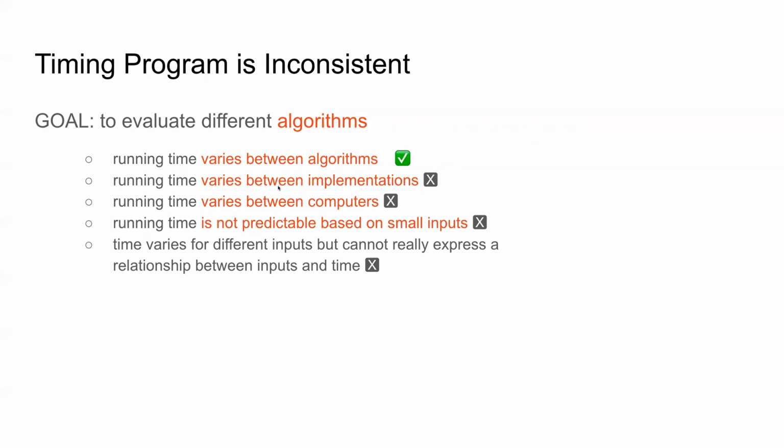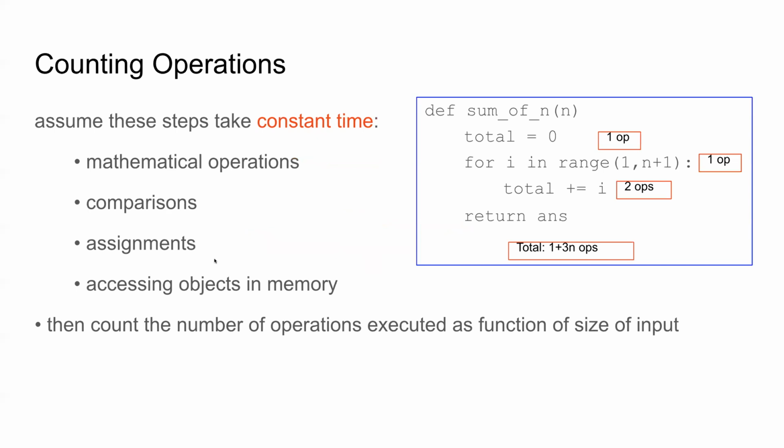If you implement in Python versus Java, a different language will have a different running time. Of course, Python runs slowly, but that's not a way to compare algorithms, right? And of course, it varies between computers. And also, if your input size is small, the variation is big. It's not predictable. So in all, this is not a good way to measure efficiency, because there are too many external variables.